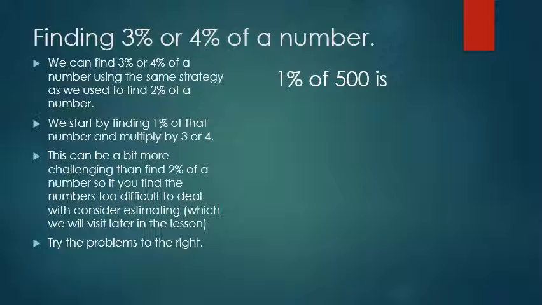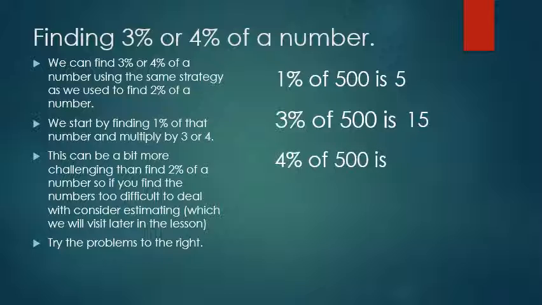So 1% of 500, remember we move the decimal 2 places to the left, so 1% of 500 is 5. So we're going to use that information to first calculate 3% of 500. So if 1% of 500 is 5, all we have to do is multiply that by 3 to get 15. So 3% of 500 is 15. So what about 4% of 500? So if 1% of 500 is 5, we just multiply that by 4 to tell us that 4% of 500 is 20.